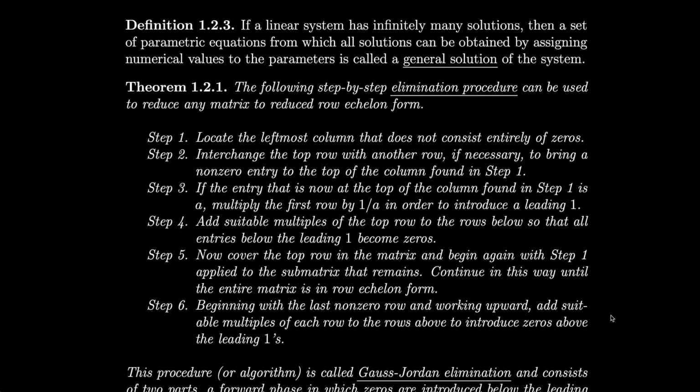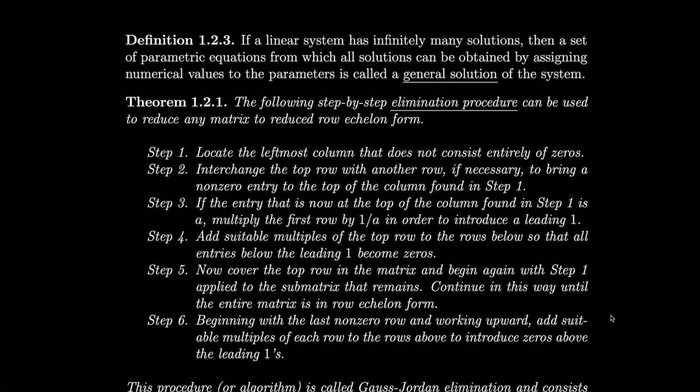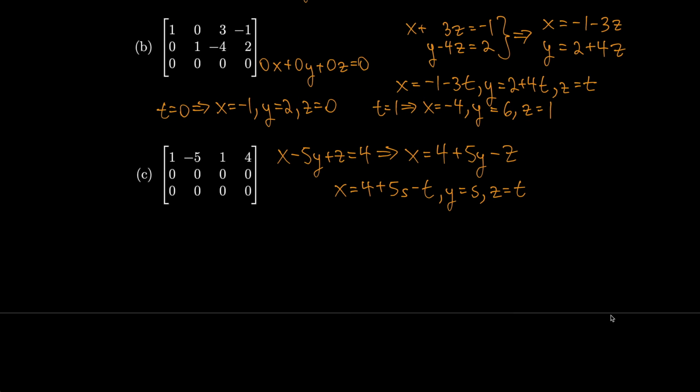First, we'll locate the leftmost column that does not consist entirely of zeros, then we'll interchange the top row with any other row if necessary to bring a non-zero entry to the top of the column found in step 1. The idea is that we want to try to get a leading variable. Like if we had 0 as our first row, we would have just swapped it to get the 1 up over there.